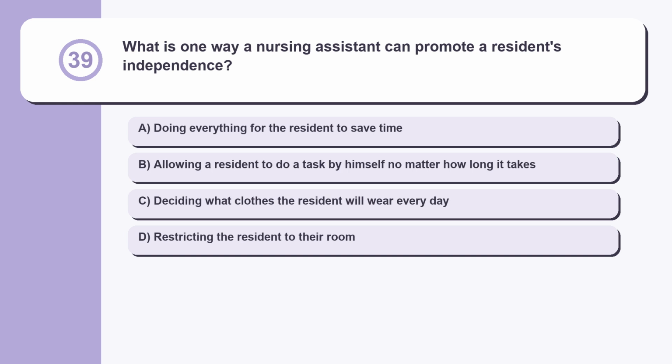Question 39. What is one way a nursing assistant can promote a resident's independence? Doing everything for the resident to save time. Allowing a resident to do a task by himself no matter how long it takes. Deciding what clothes the resident will wear every day. Restricting the resident to their room.